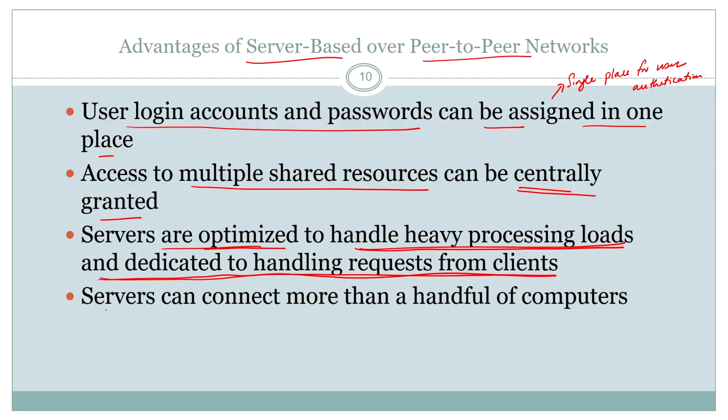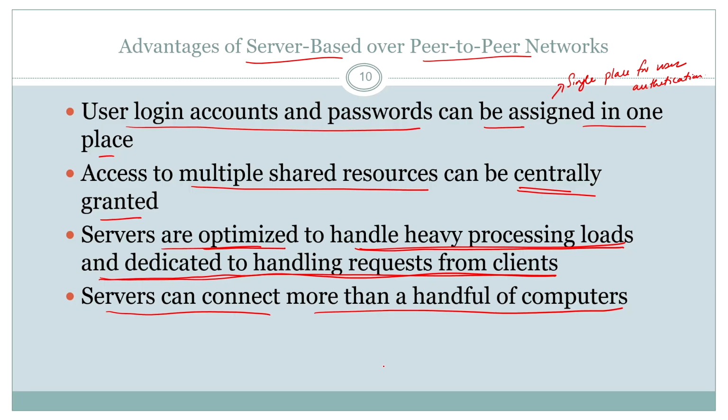In this regard, servers are optimized to do this better than individual desktops, and servers can connect more than a handful of computers. The biggest disadvantage of a peer to peer network is you can typically connect only 5, 10, a very limited number of computers, not more than that. Beyond 10, it is very difficult to actually manage a peer to peer network. But the servers can connect more than a handful of computers, they can connect 100, couple hundred, even couple thousand things can be done as part of the network.